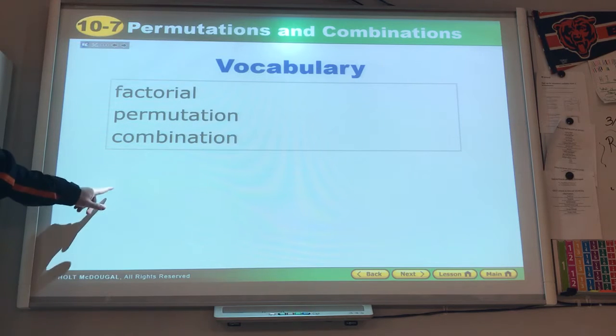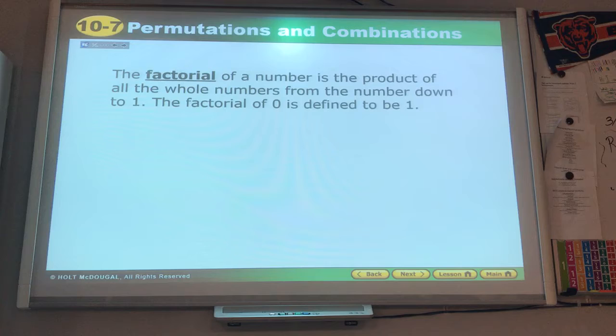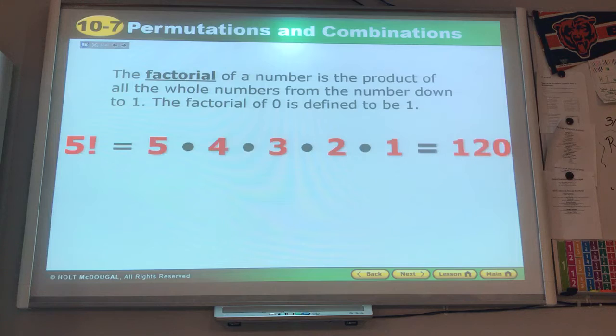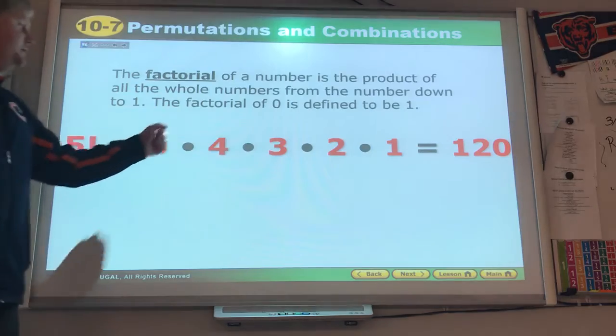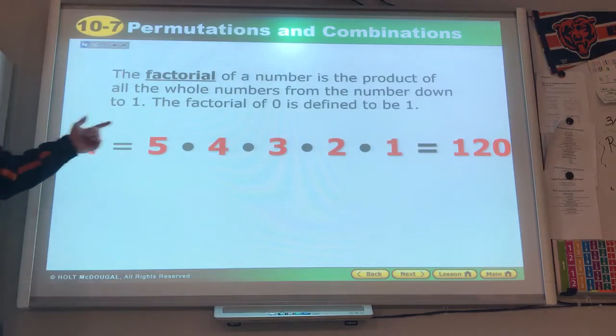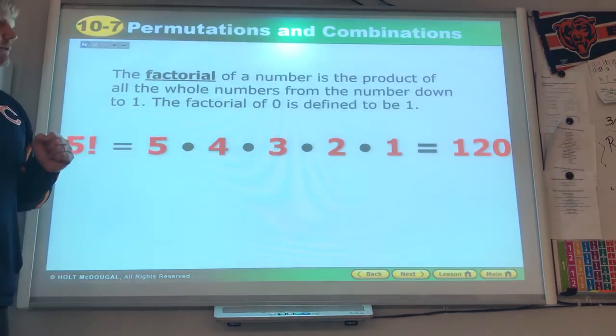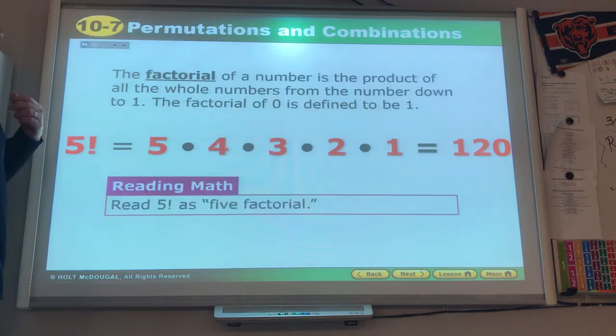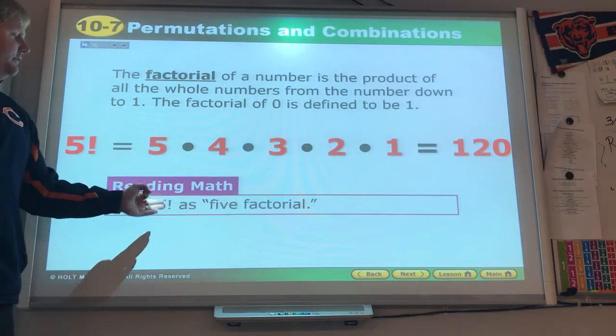Factorial, permutation, combination. The factorial of a number is the product, that means multiply, of all the whole numbers from the number down to 1. The factorial of 0 is defined to be 1. Here's what that means. 5 factorial, they write that like that. It means 5 times 4 times 3 times 2 times 1. From that number that it names, 5, down to 1, and you multiply each of those. That is read as 5 factorial.